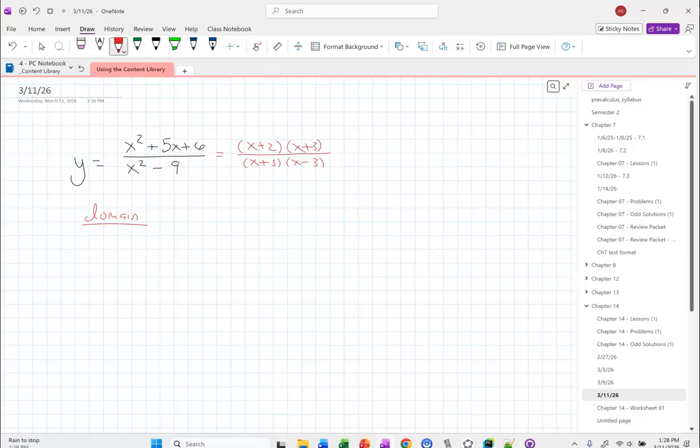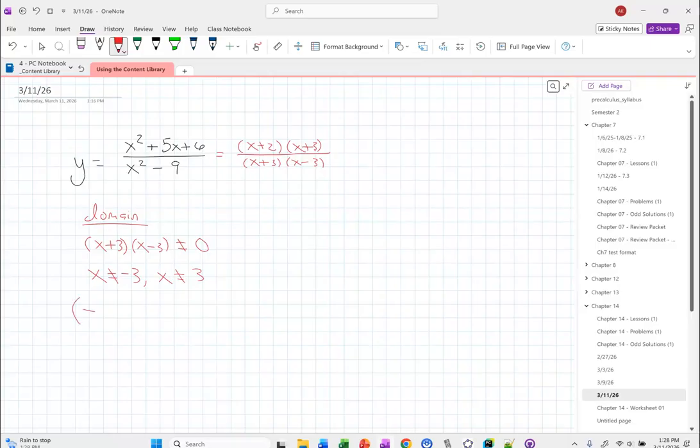How do we do the domain? We set the denominator not equal to 0. So we get that x cannot be negative 3 or positive 3. Everybody's okay? How do I write that in interval notation?